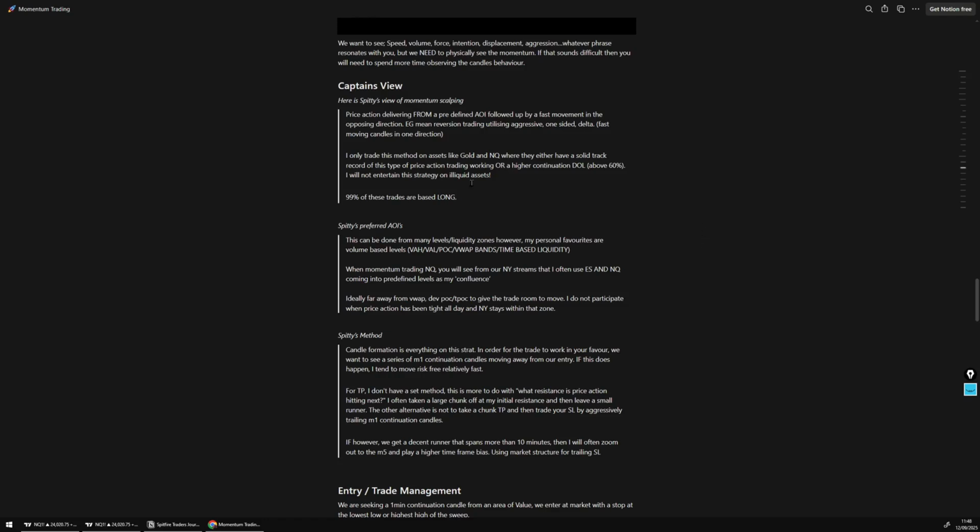Okay? But effectively, if you are going to look to trade this, you need something that's got a proven track record, and you need to ensure that your continuation is ideally, for the minute one candles, above 60%. Again, that's utilizing Merlin. 99% of these trades are long. Okay, that's got to be clear.